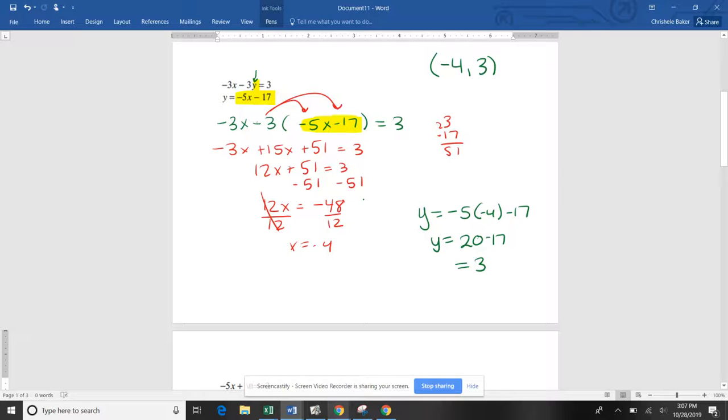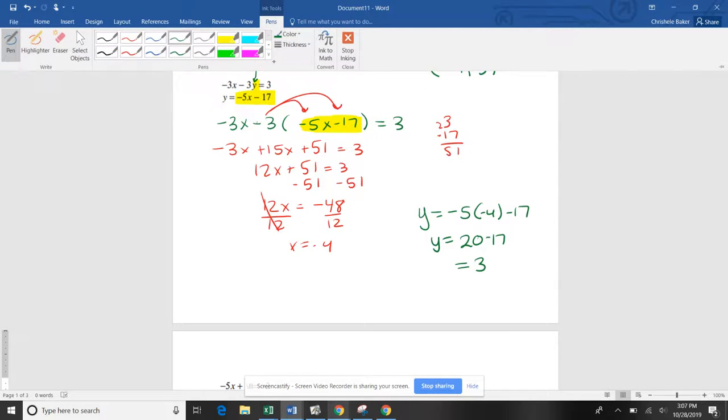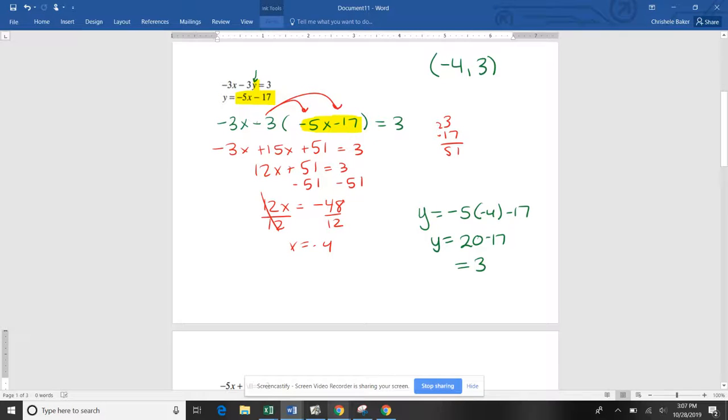So since I had that whole mix up with 3 times 17, let's just check this answer and make sure I got it right. So let's try this top equation. This is my x, this is my y. So is negative 3 times negative 4 minus 3 times 3 equal to 3? So that was my x, that was my y, just substituting in my equation. So that's positive 12 minus 9 is 3. Yay, it works. This bottom equation is 3 equal to negative 5 times negative 4 minus 17. Yes.